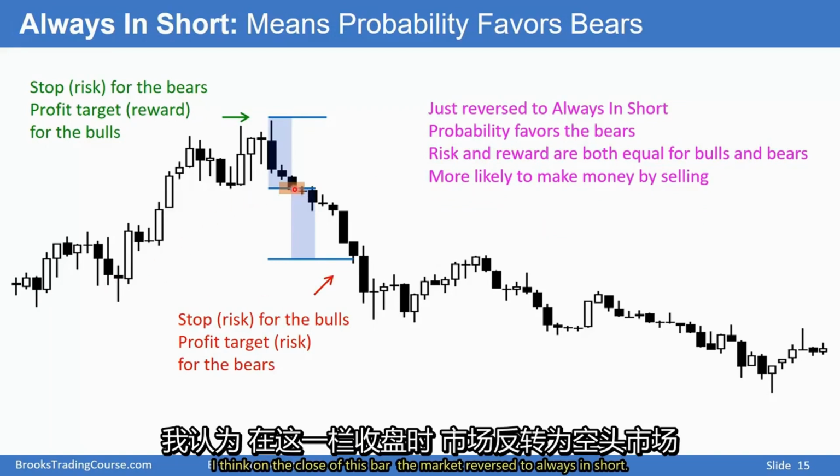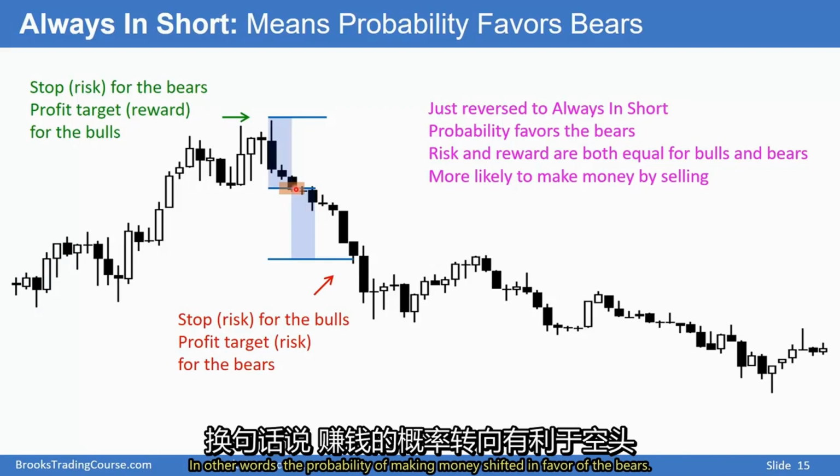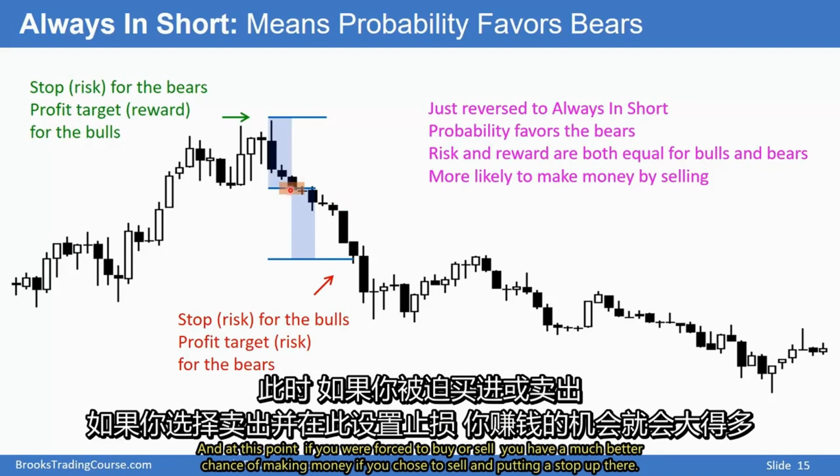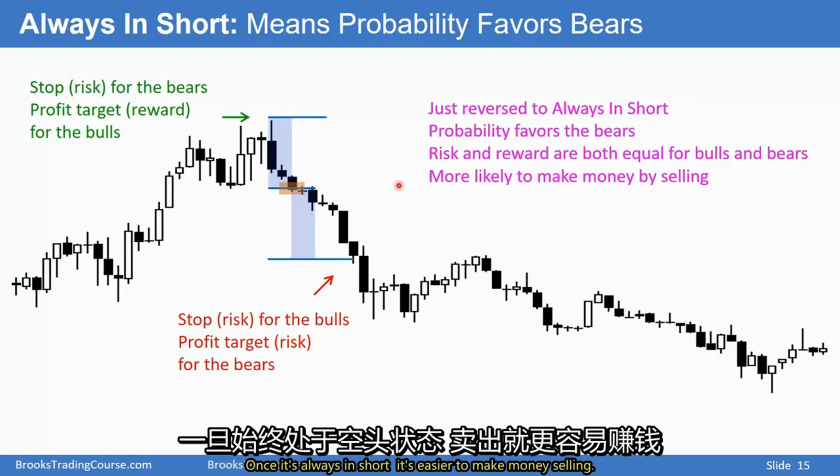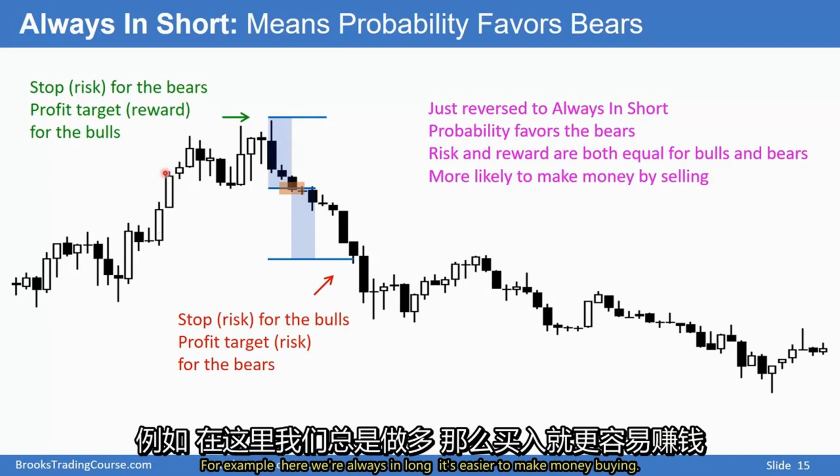I think on the close of this bar, the market reversed to always in short. In other words, the probability of making money shifted in favor of the bears. And at this point, if you were forced to buy or sell, you have a much better chance of making money if you chose to sell and put a stop up there. Once it's always in short, it's easier to make money selling. For example, here we're always in long, it's easier to make money buying.